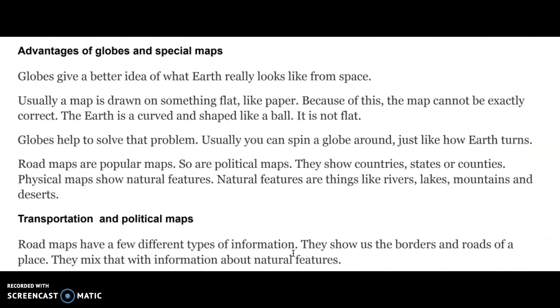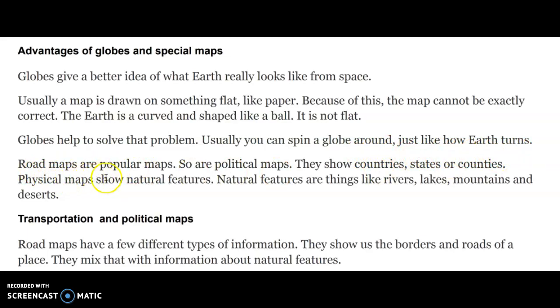Here's the next heading: Advantages of globes and special maps. Globes give a better idea of what Earth really looks like from space. Usually, a map is drawn on something flat like paper. Because of this, the map cannot be exactly correct. The Earth is curved and shaped like a ball. It is not flat. Globes help to solve that problem. Usually, you can spin a globe around just like how Earth turns.